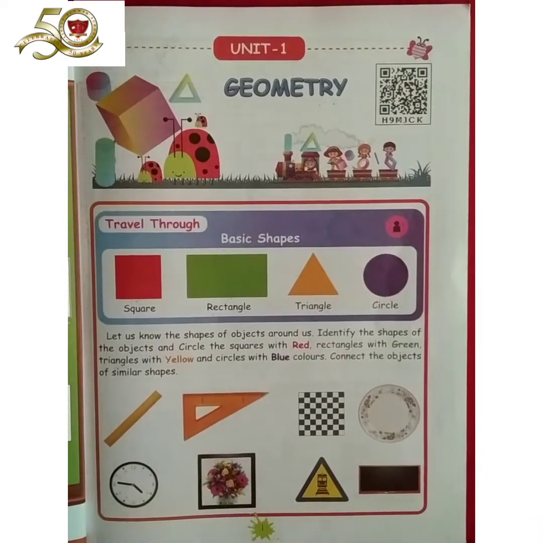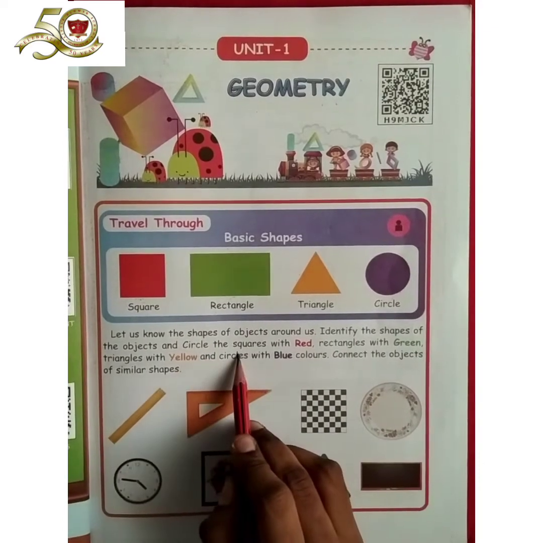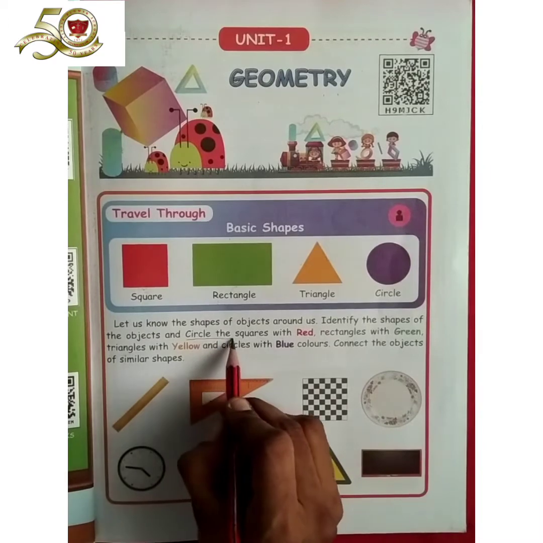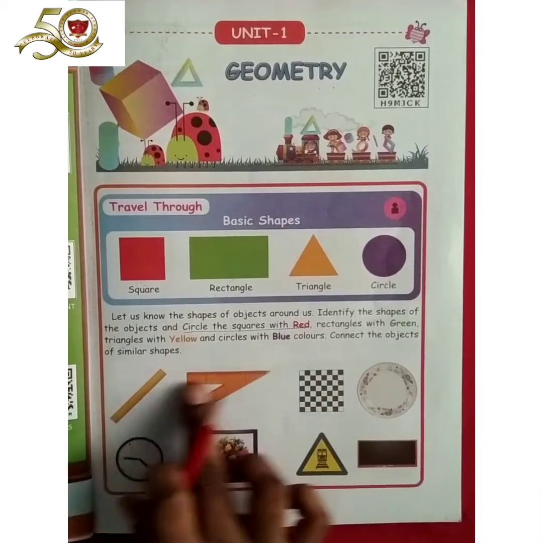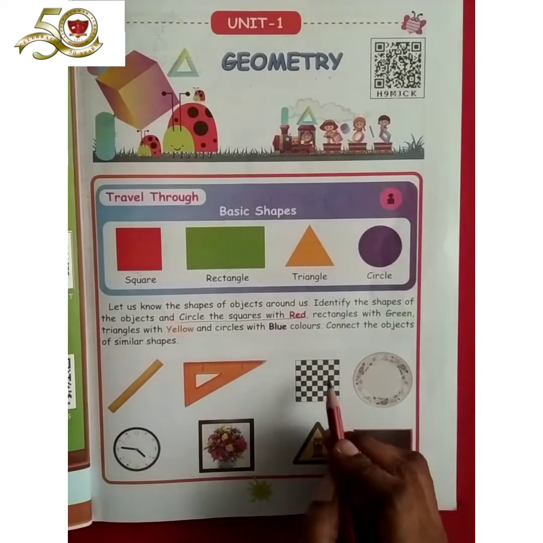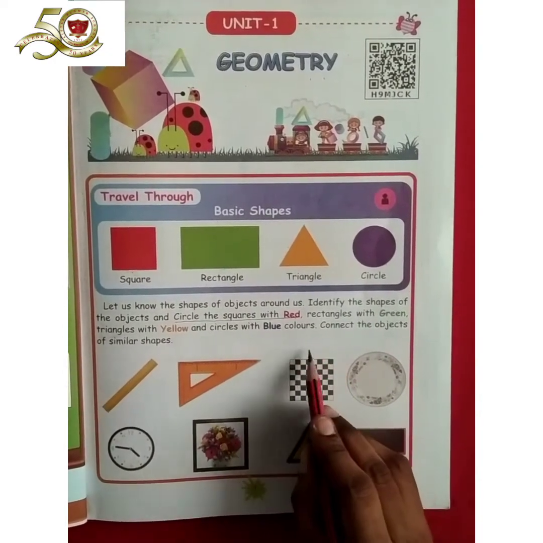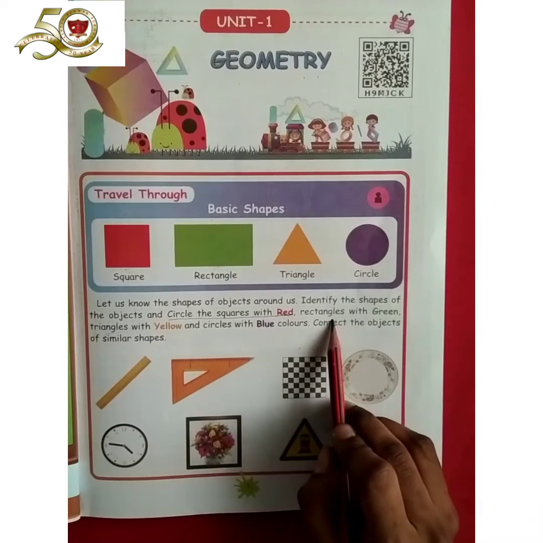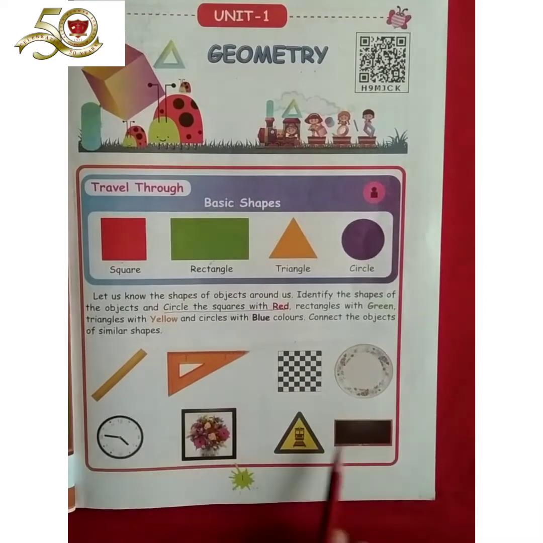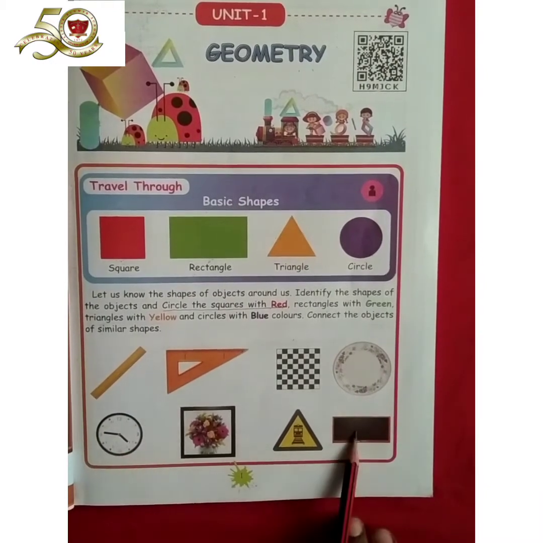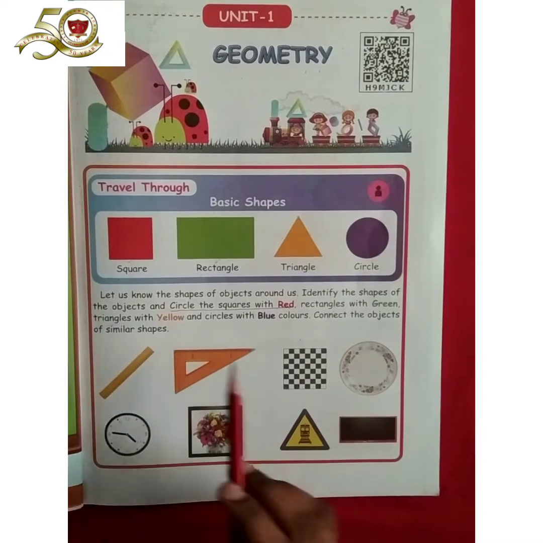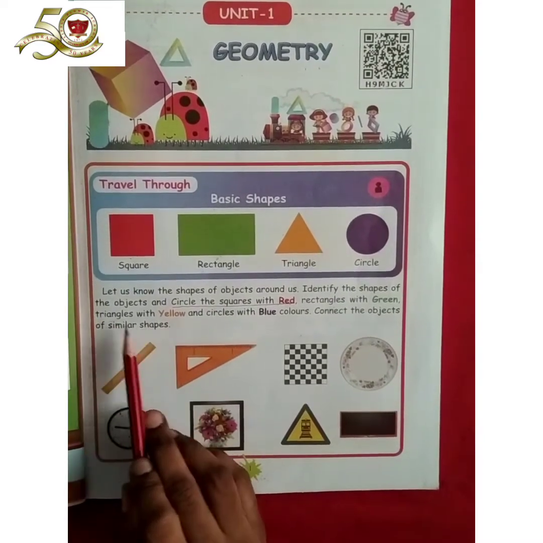So here you have to circle the squares with red. Underline this line, circle the squares with red. You have to observe this picture and circle which one is square in shape with a red color pencil. And the rectangles, what is rectangle here? This is called rectangle. So you have to identify which one is rectangle in this picture and circle with a green color pencil. And the next shape is triangle.